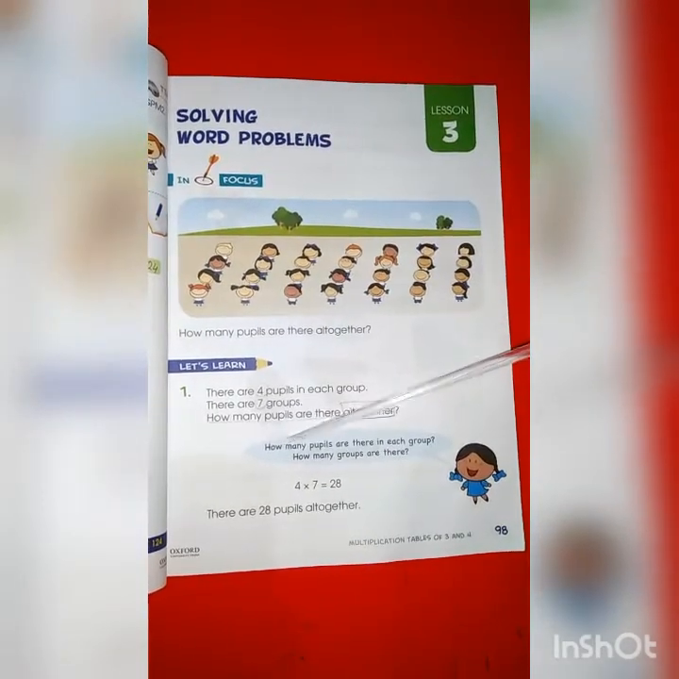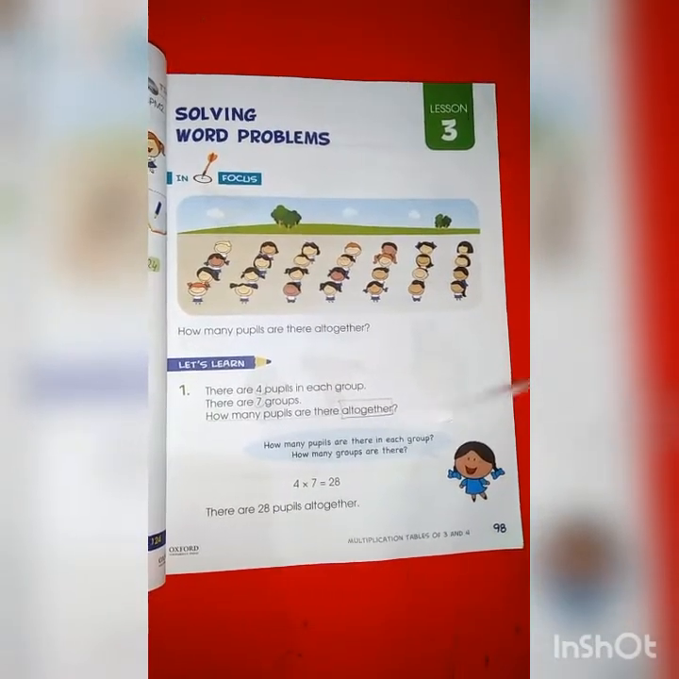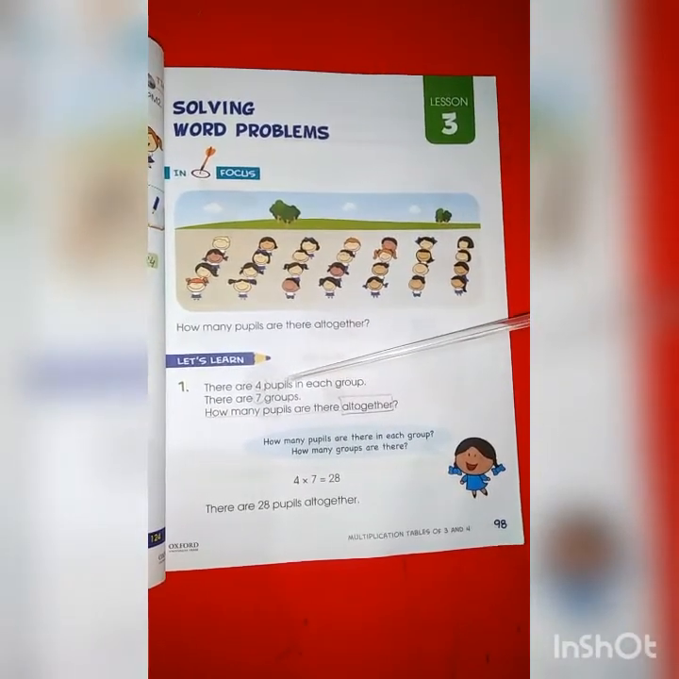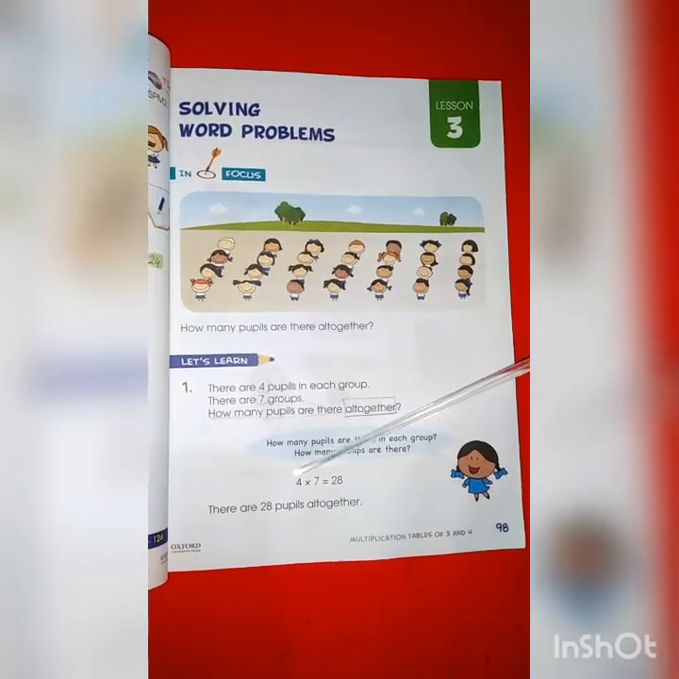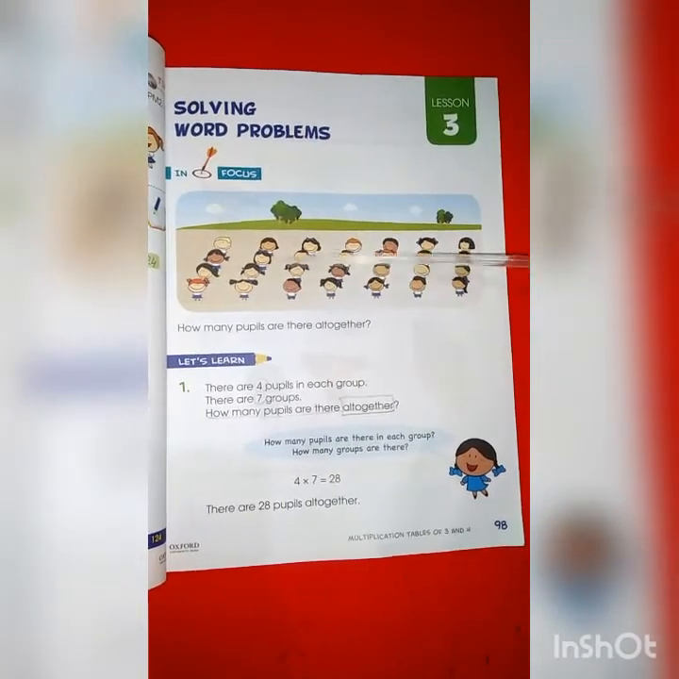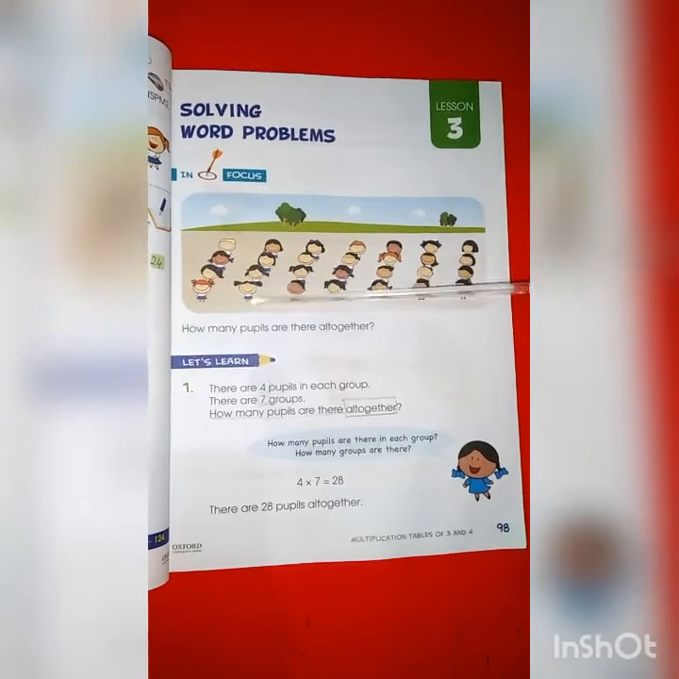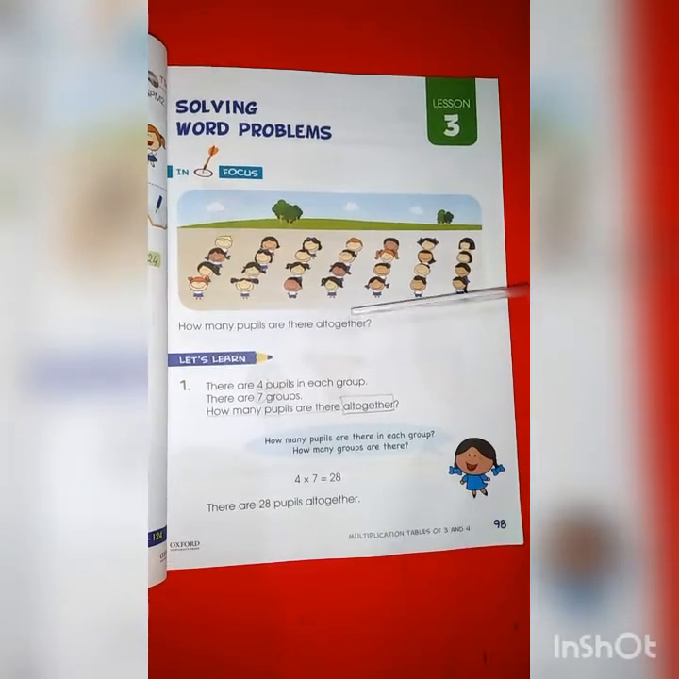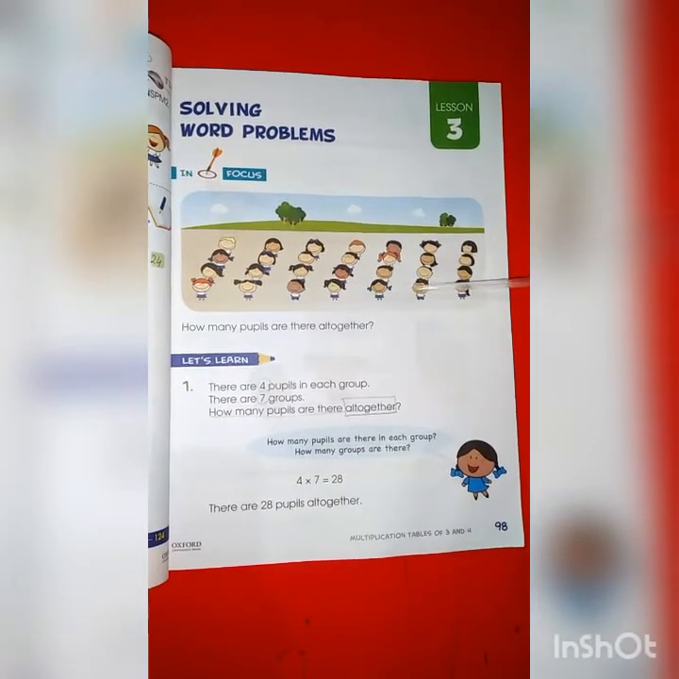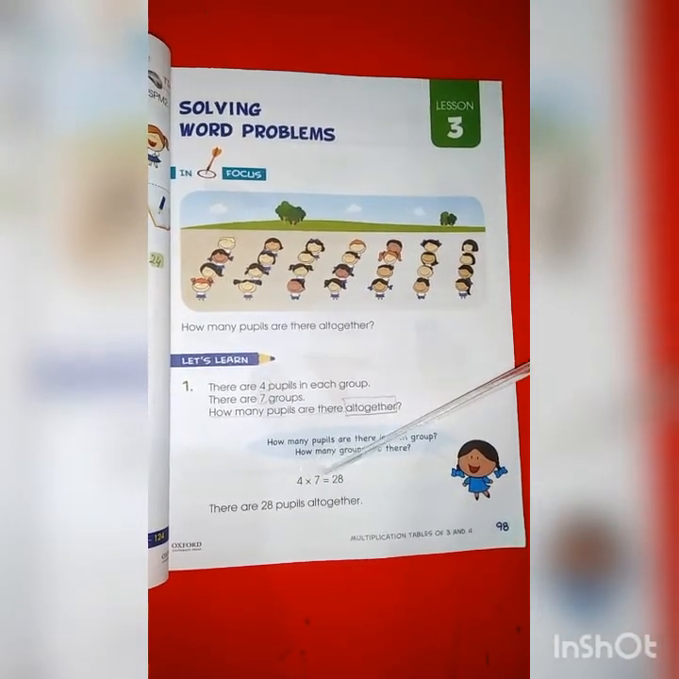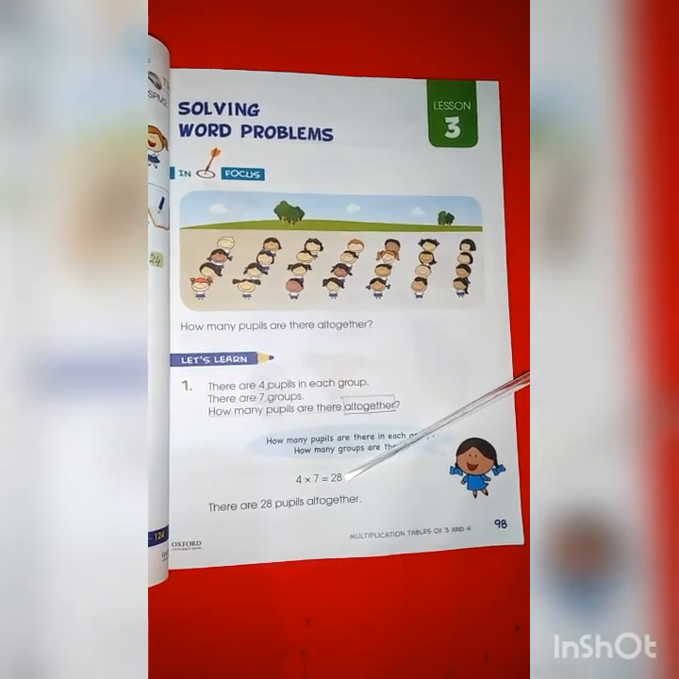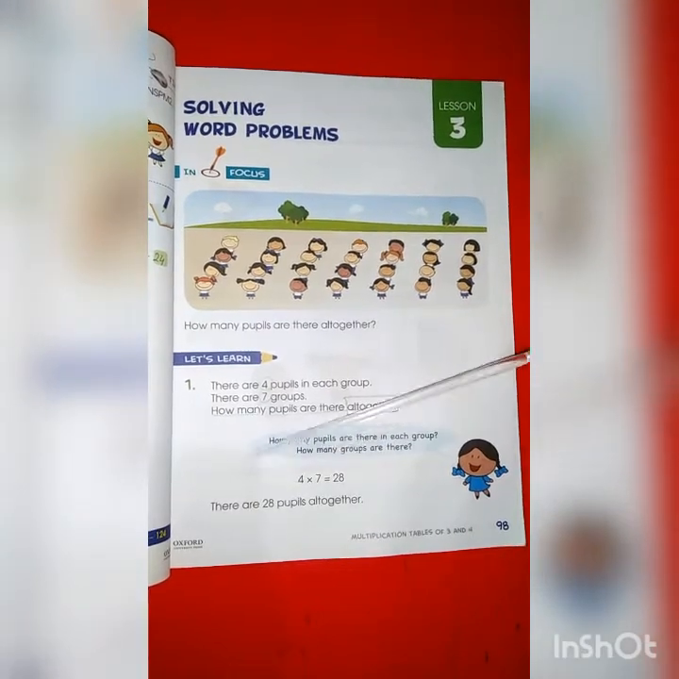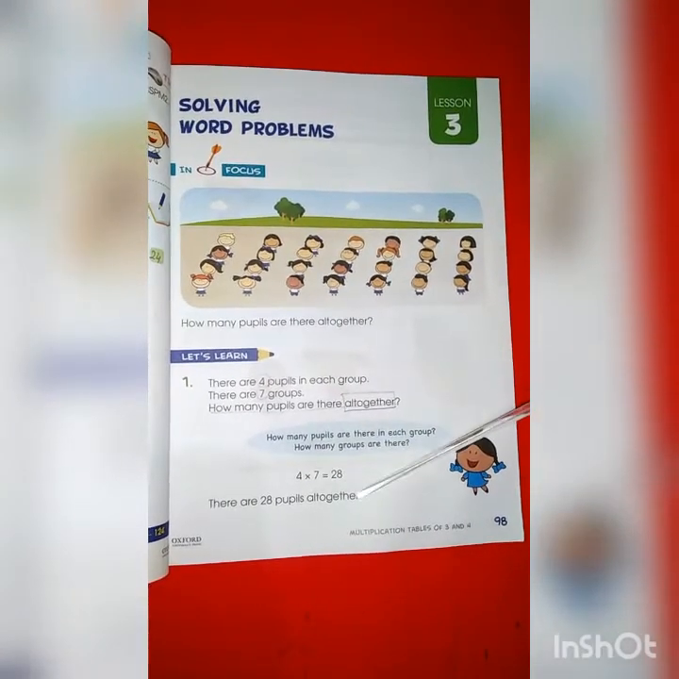So let's start. How many pupils are there in each group? How many groups are there? There are 4 pupils in each group, and there are 7 groups: 1, 2, 3, 4, 5, 6, 7. Then we have to know how many pupils there are all together. We multiply 4 with 7, we will get 28. 4 7 times is equal to 28. There are 28 pupils all together.